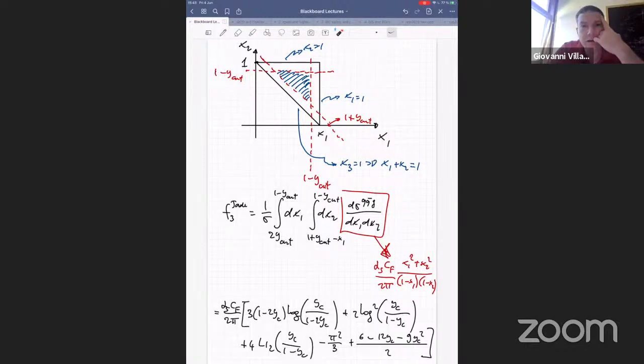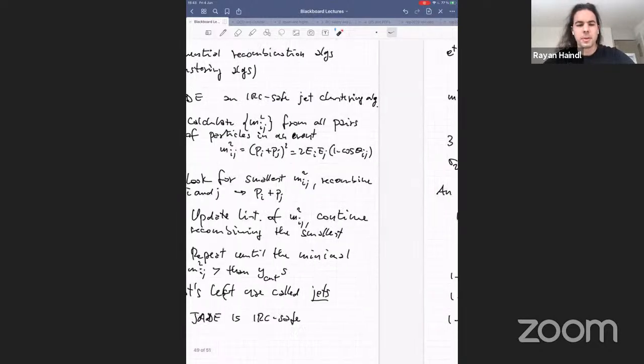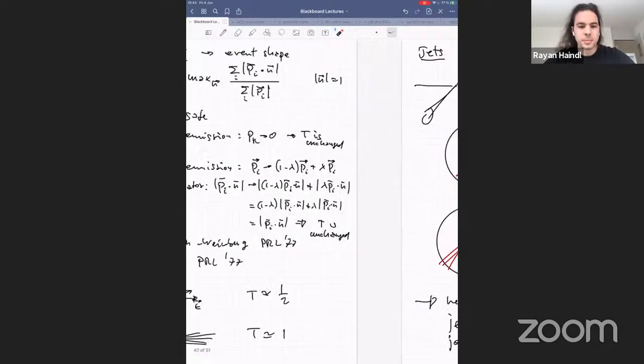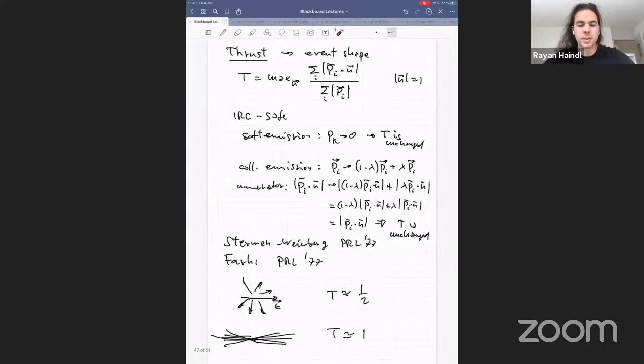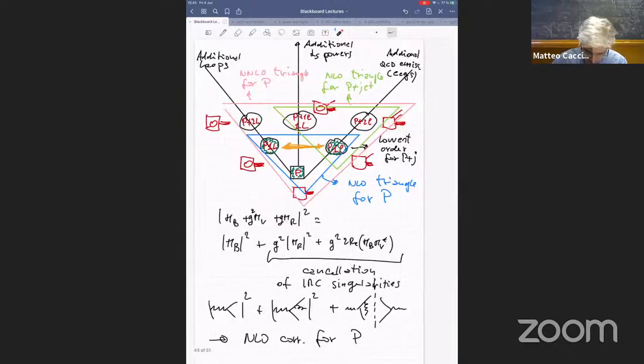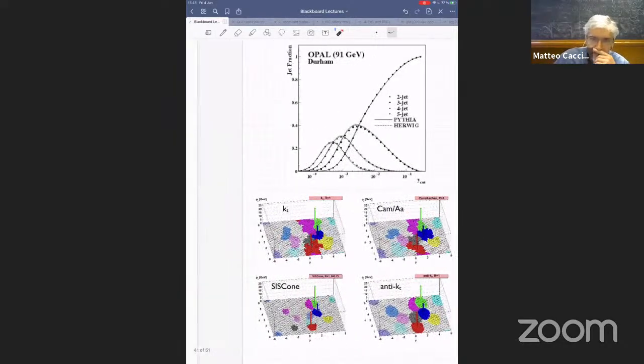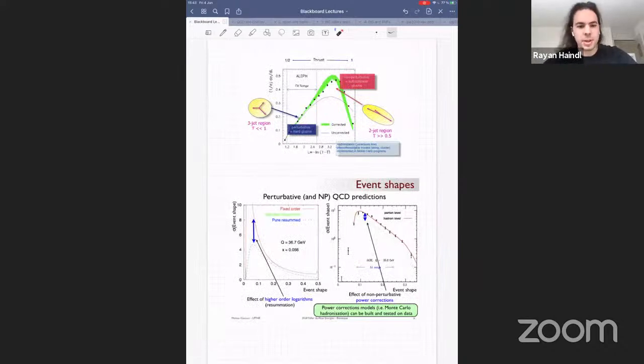Hey. So my question goes back a little bit. It concerns the graph that you had of the thrust variable, where you see the corrections due to resummation. Yes, this one. So my question is, what is the difference between the pure resummed and the matched resummation?